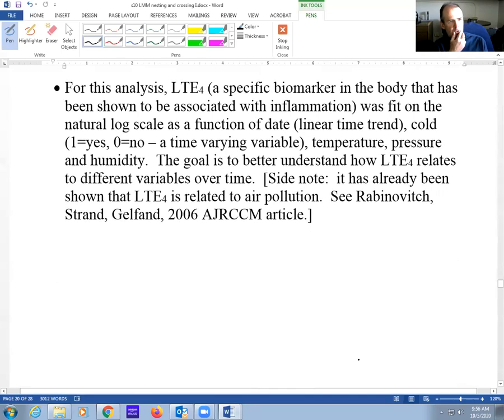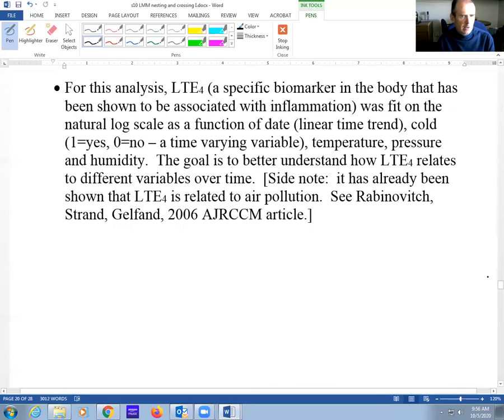We're measuring LTE4. It's a biomarker in the body that has been shown to be associated with inflammation. So we got urine samples from the kids same time each day, and within that we were able to measure the level of LTE4 in the sample. And so if we saw that that was higher, that would indicate to us that there was some inflammation going on with that kid on that day.